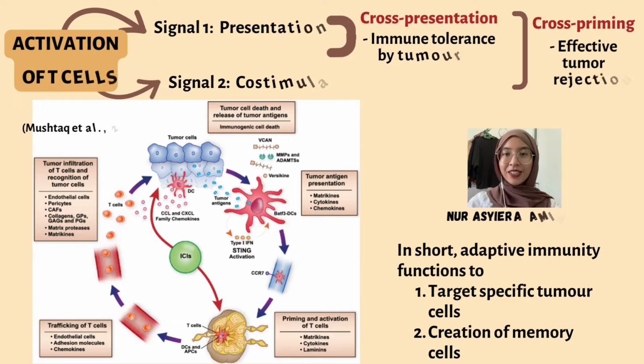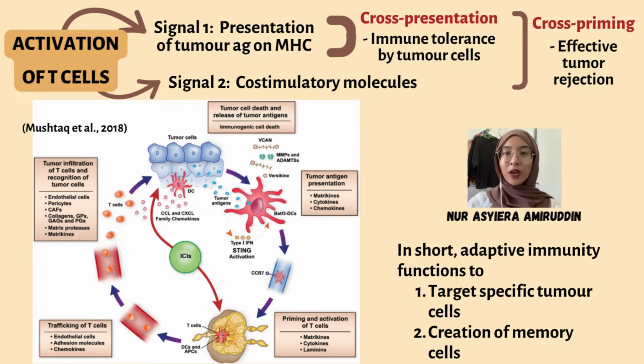The activation of T cells requires two signals, where signal 1 is from the presentation of tumor antigens on MHC molecules, and signal 2 is from co-stimulatory molecules, such as the binding of CD28 on T cells with B7 molecules on APCs. Usually, tumor cells only stimulate signal 1 alone and inefficiently signal 2, hence inducing immune tolerance.